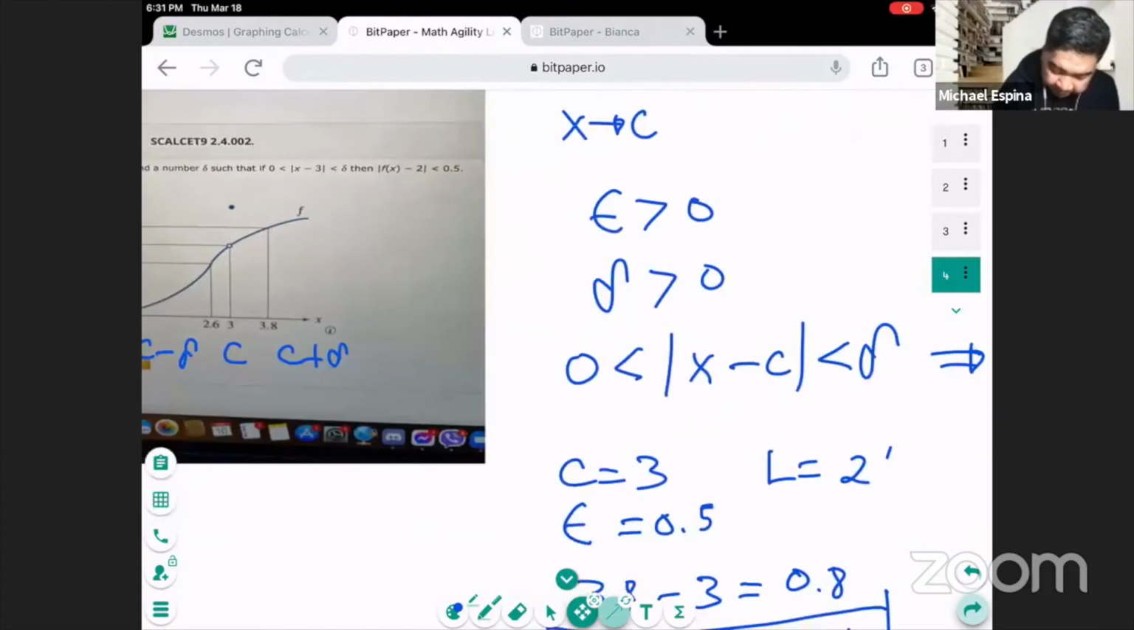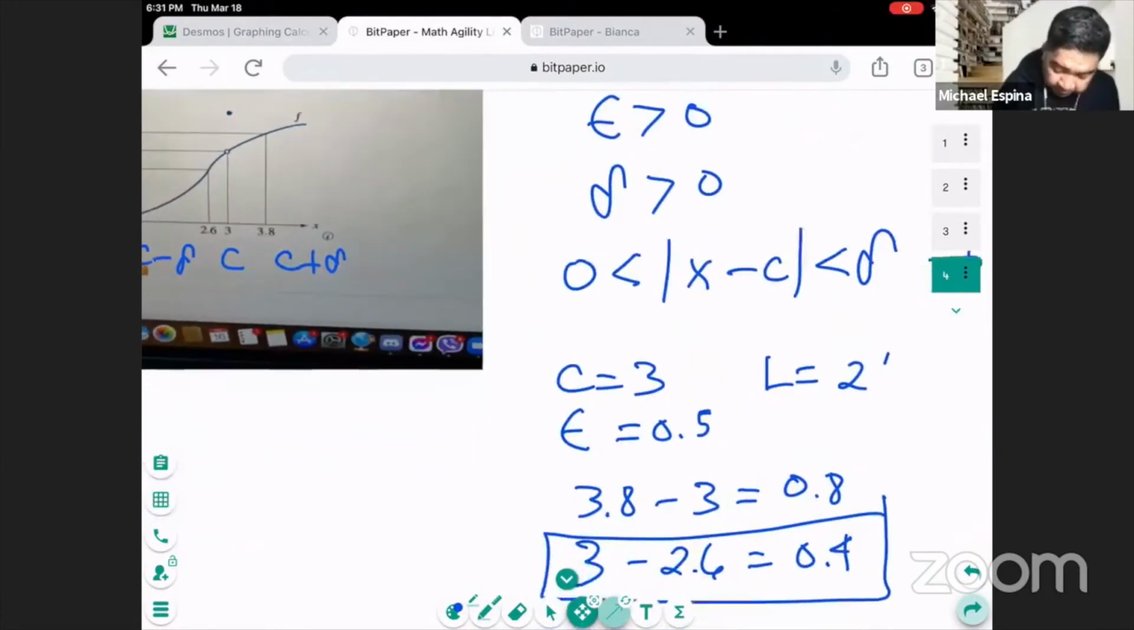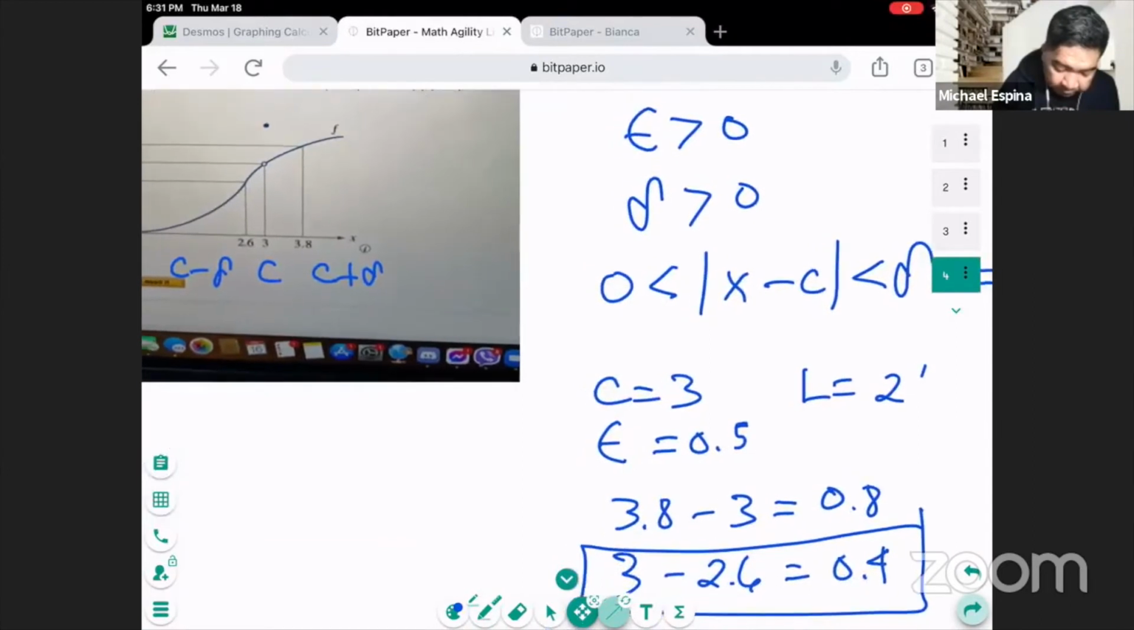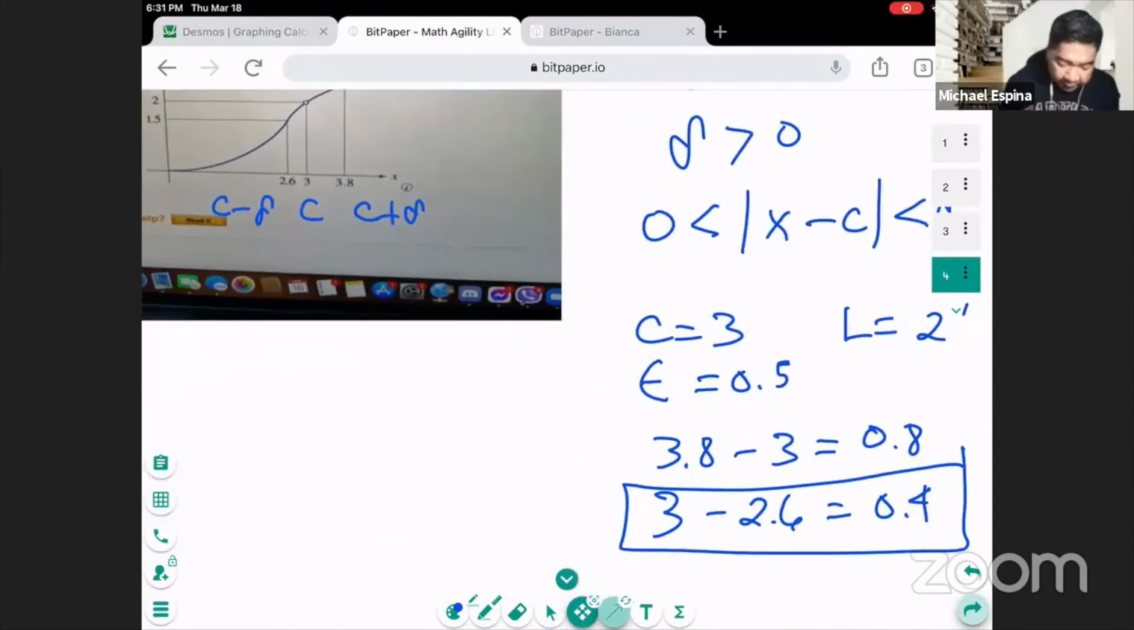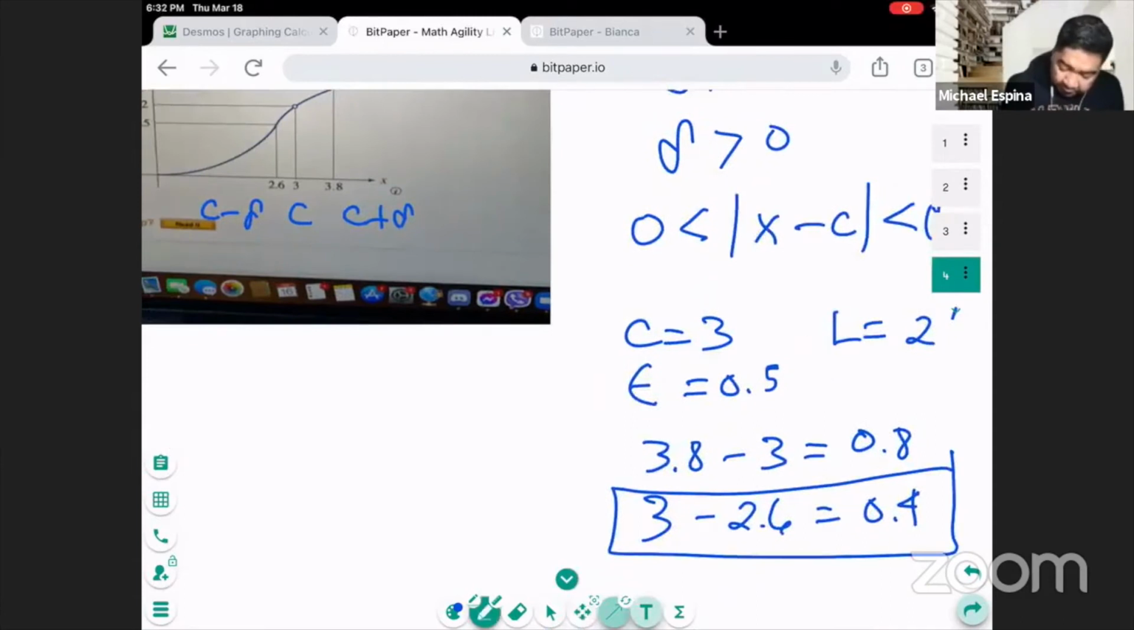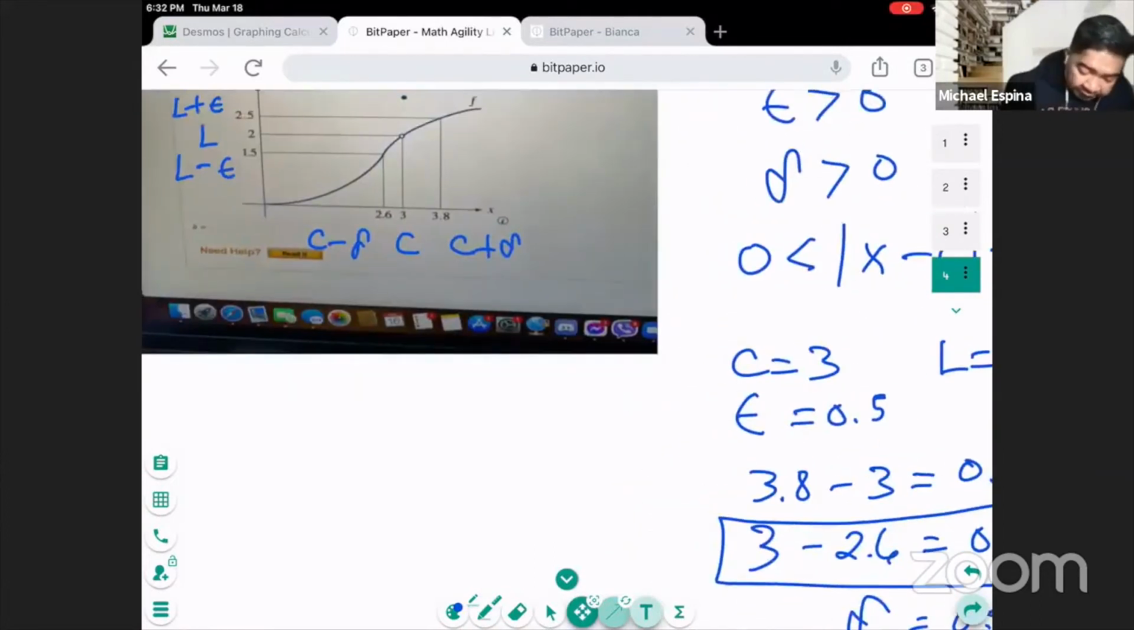So our delta would actually be, sorry, since this is a smaller value, then our delta would be equal to 0.4, right? Based on this graph. So this is actually delta equals 0.4 because this value from here is nearer to 3, which is our C. All right, I hope that is a helpful explanation.